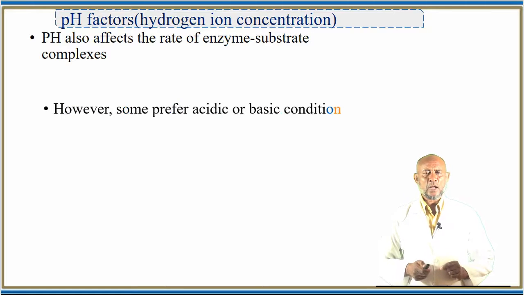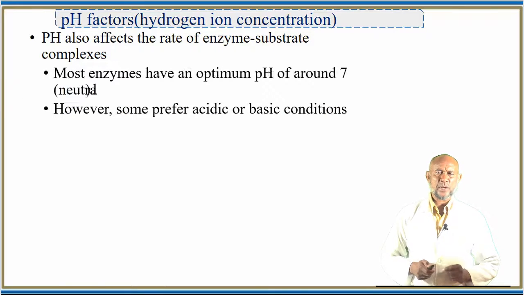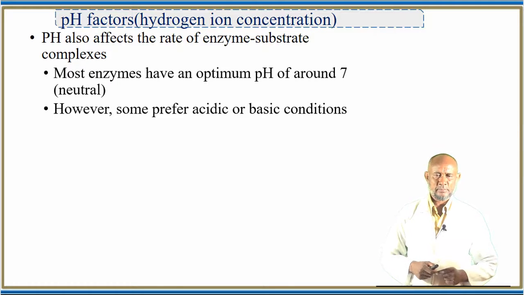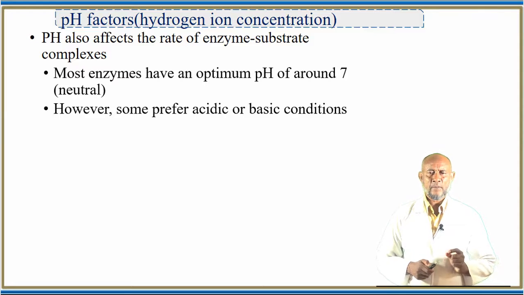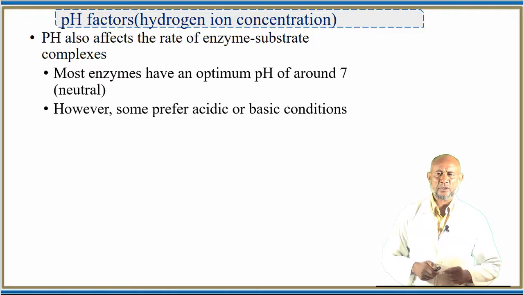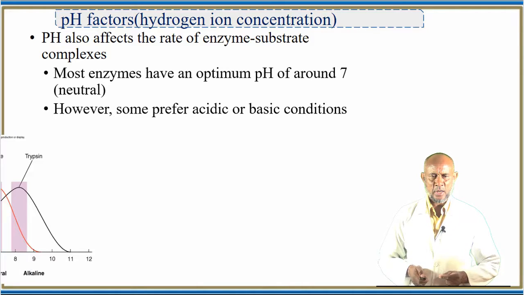The hydrogen ion concentration, or the pH, also affects the rate of enzyme substrate complex formation. Most enzymes have an optimum pH of around 7, neutral. However, some prefer acidic or some prefer basic conditions.